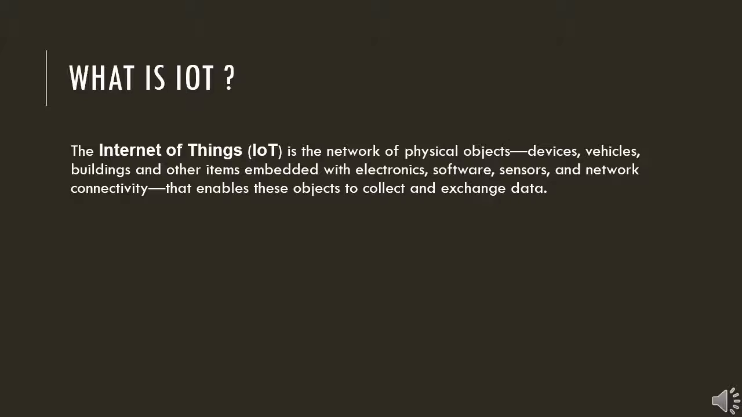So, what is this IoT? What is Internet of Things? The Internet of Things or IoT is the network of physical objects, that is, devices, vehicles, buildings, and a few other items embedded with electronics, software, sensors, and network connectivity that enable these objects to collect and exchange data.